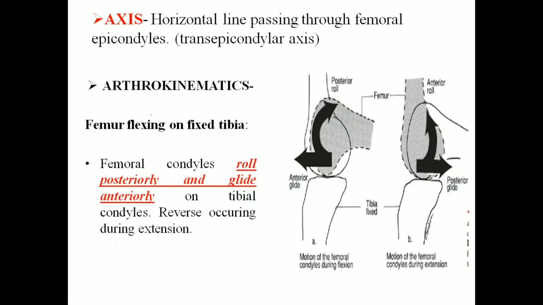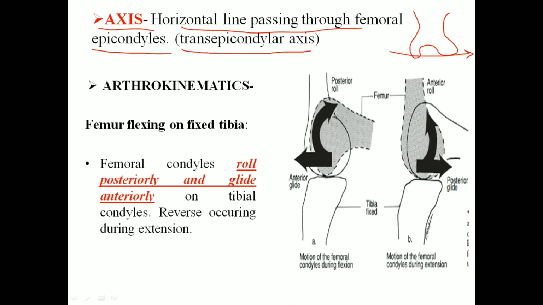Now coming to the arthrokinematics. Here the flexion and extension axis is the horizontal line passing through the femoral epicondyles. For example, if this is our femur, this will be the line which is passing through the femoral condyles. So this is our axis, the horizontal line passing through the femoral epicondyles, known as the transepicondylar axis. Around this axis we get the movement, that is flexion and extension. Now let us see the example of what is going to happen. First point, femur is going to flex on fixed tibia.